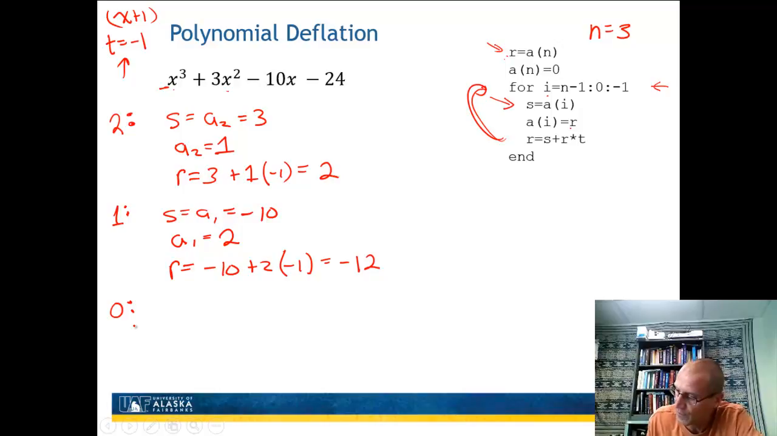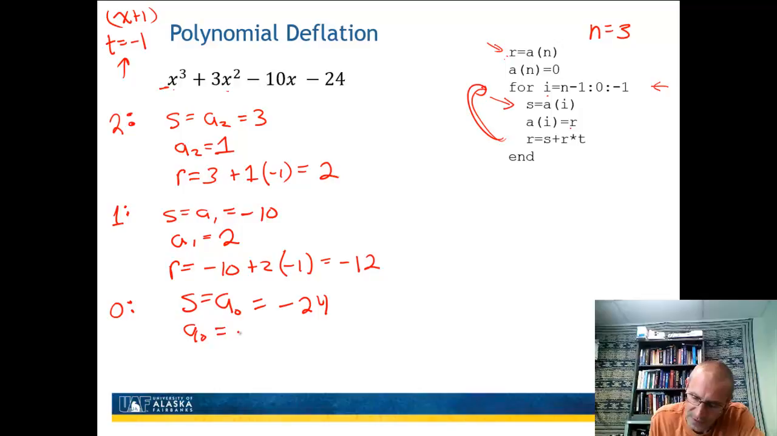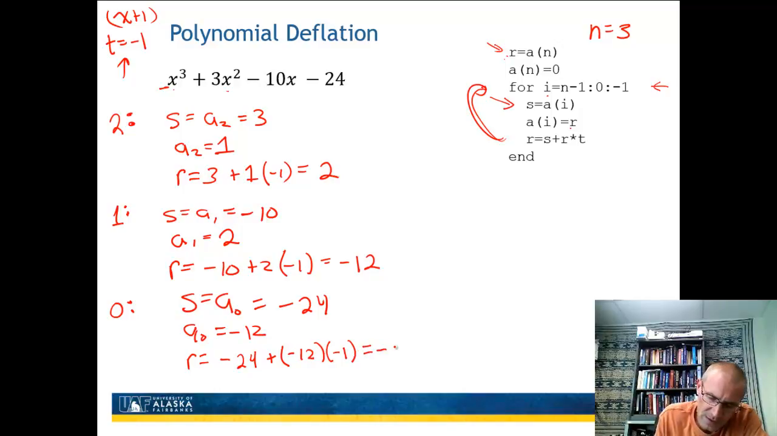And so now I've got one more time through the loop, when i is effectively going to be equal to 0. And so s, which is just a placeholder value, is equal to a_0. And that one is going to be equal to minus 24. That's the last term in that equation. And then I go ahead and find my new value of a_0, and a_0 is equal to minus 12. And then the last thing to do is find my remainder. And my remainder there is going to be equal to the value of s, which I held on to at minus 24, plus my value of r, which is minus 12, times the value of t, minus 1. And that all ends up being equal to minus 12.